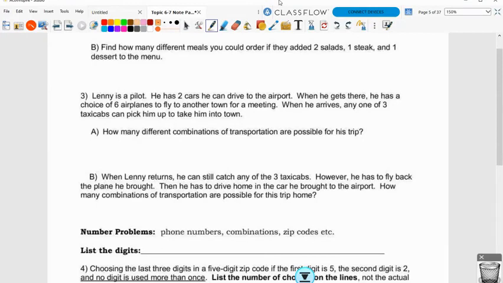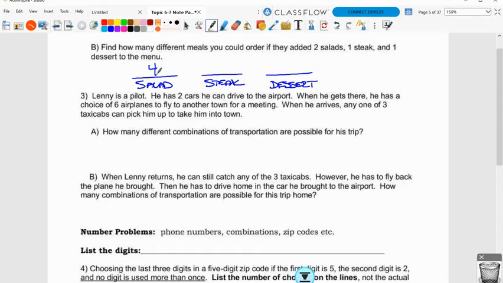In part B, they want to know how many different meals could you order if they add 2 more salads, 1 more steak, and 1 more dessert to the menu. Okay, so again, we have a choice of salad, a choice of steak, and a dessert choice. Now, they're using the same amount that they had before, but they're going to add in more for each item. So before, they told us that they had 2 different salads. If they add in 2 more salads, that's 4 different salads you could choose from.